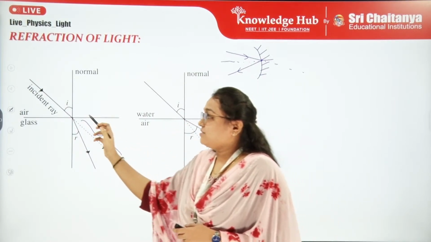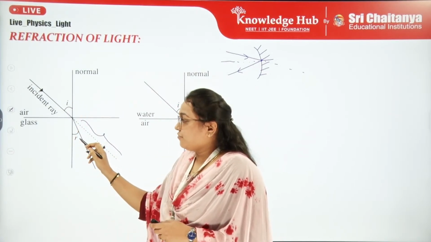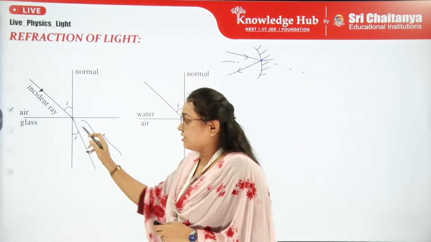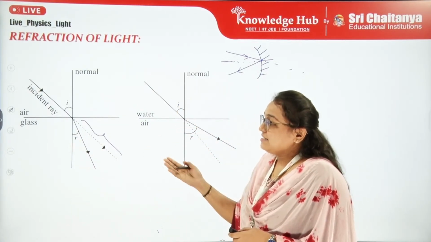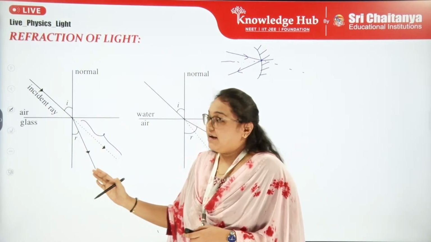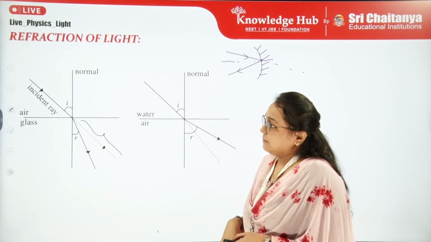So what is the angle of incidence? Angle between the incident ray and the normal. And what about the angle of refraction? Angle between the refracted ray and the normal. The same thing is here. So when does light bend towards the normal and when does light bend away from the normal should be the question.